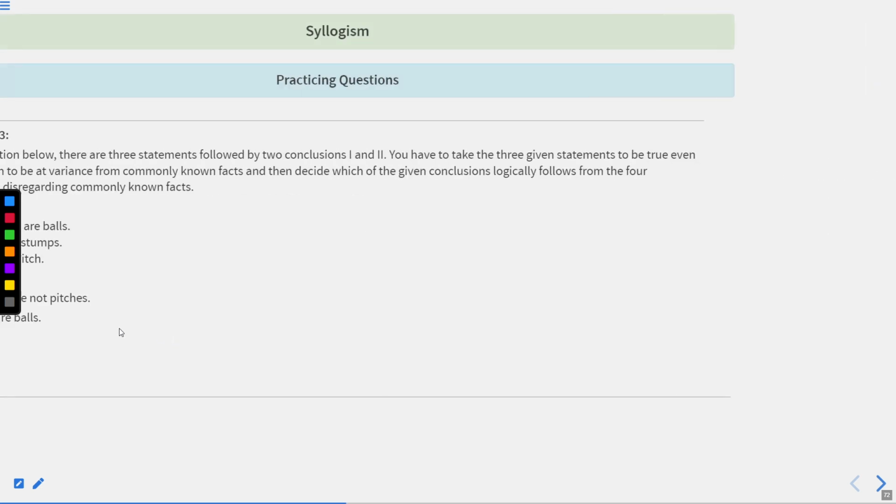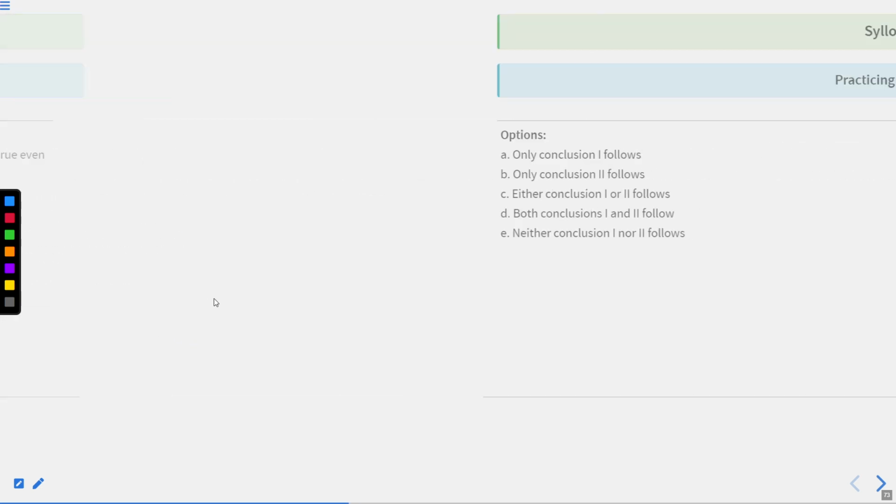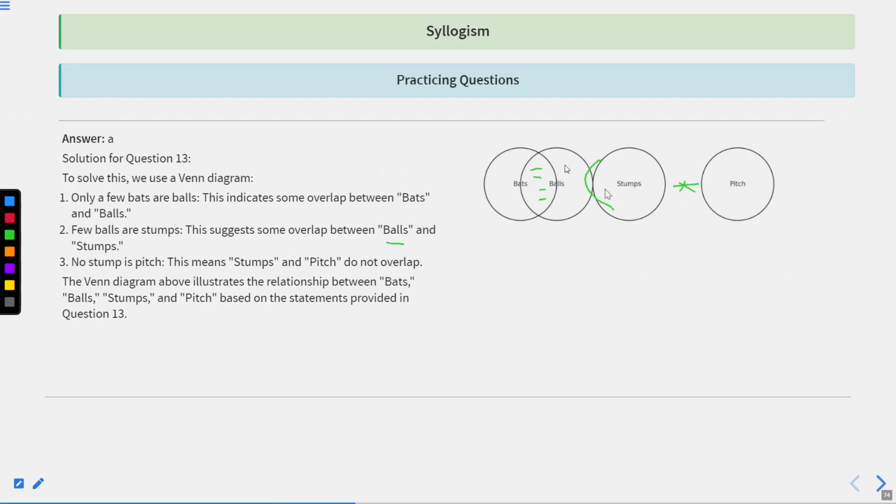Now, the conclusion that follows is some balls are not pitches. Some balls are not pitches. That is true. Some balls are not pitches. There is no relation. Then the first statement is correct.